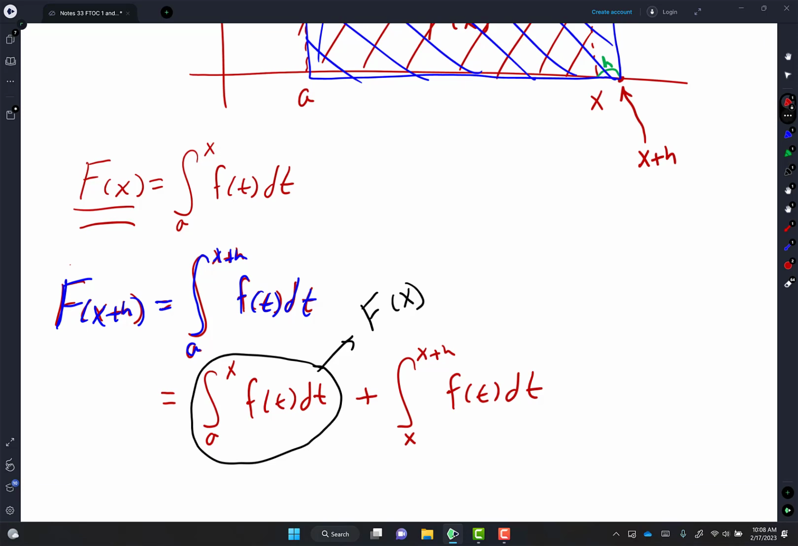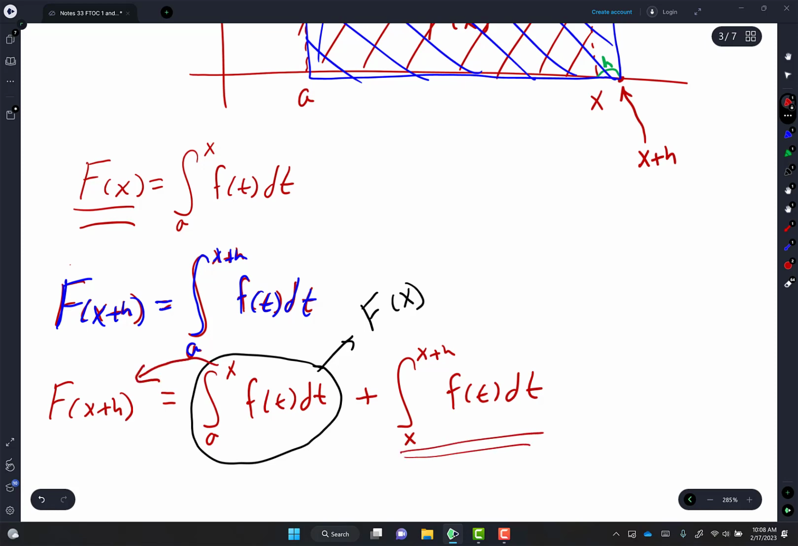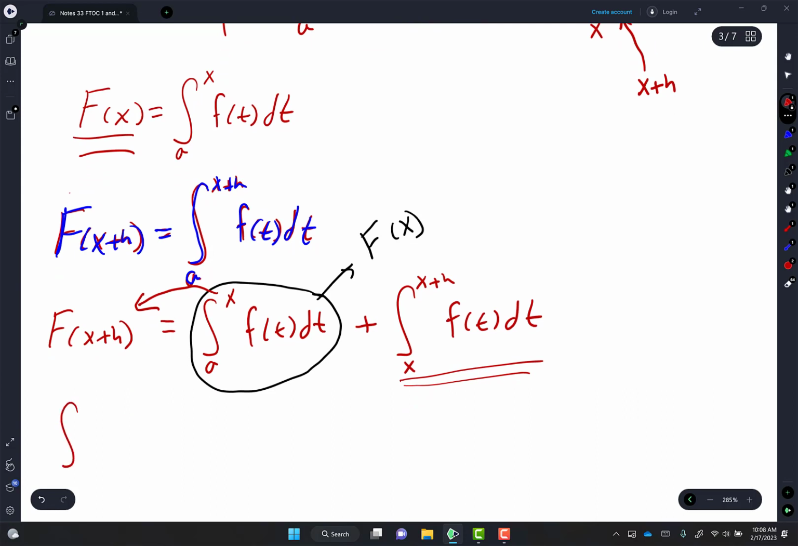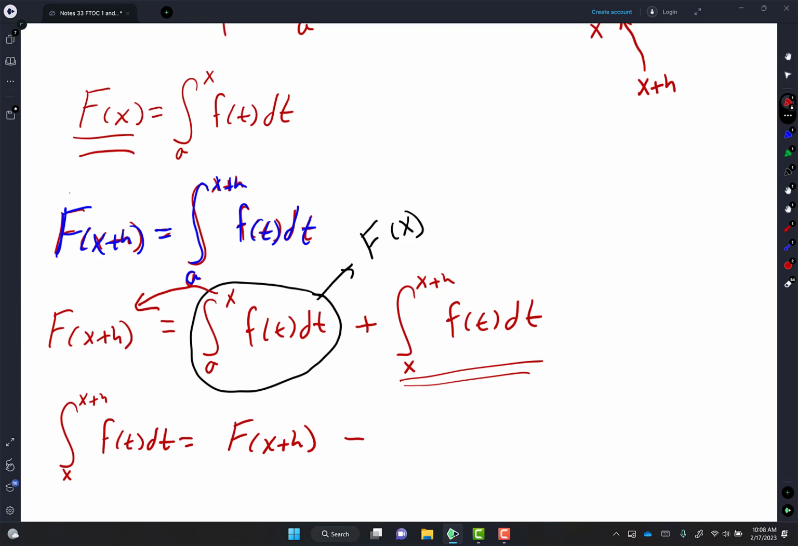I'm going to move, and I want everyone to see it, so I'm just going to write it. F of x plus h. I'm going to move this guy to the left, but I'm going to write this one first. Integral x to x plus h of f of t dt is equal to capital F of x plus h, minus, and then I move that guy to the left, I'm not going to write the integral symbol, I'm going to write capital F of x. Are we still okay? Do we understand what we just did?